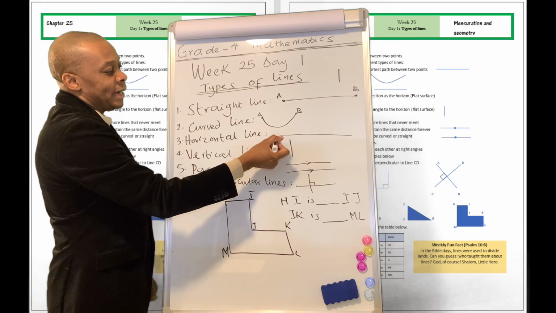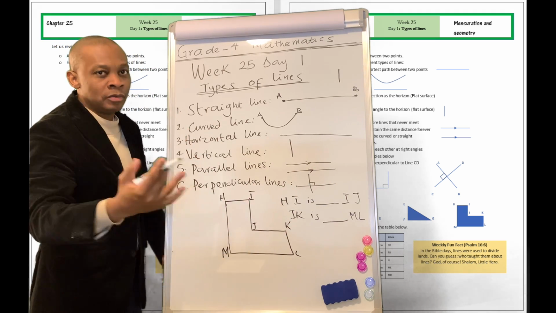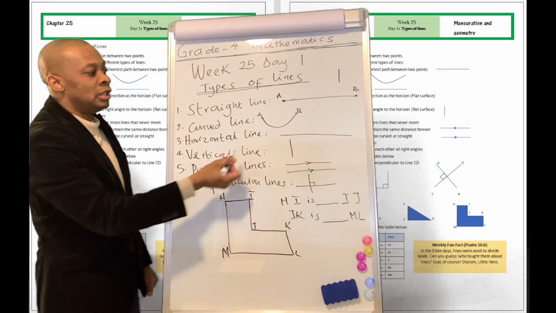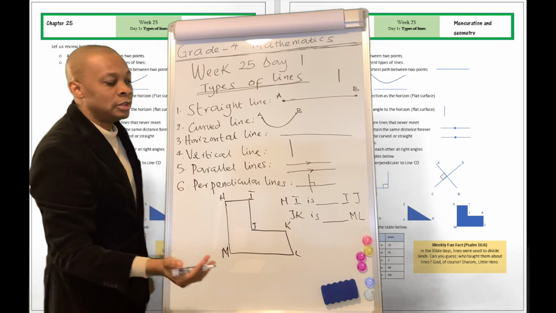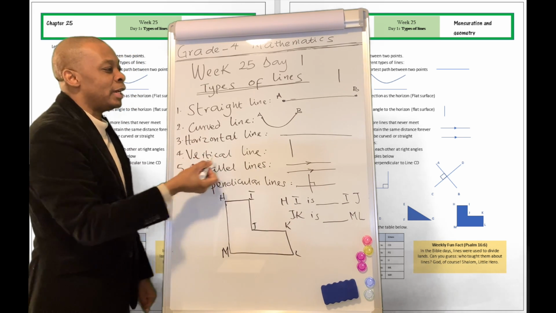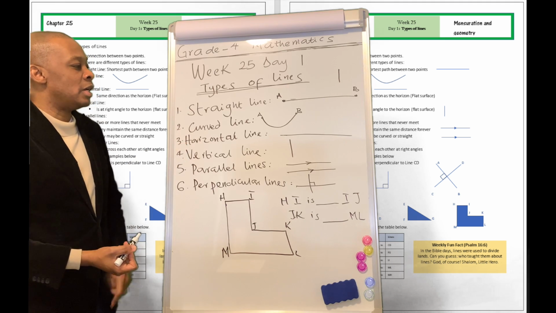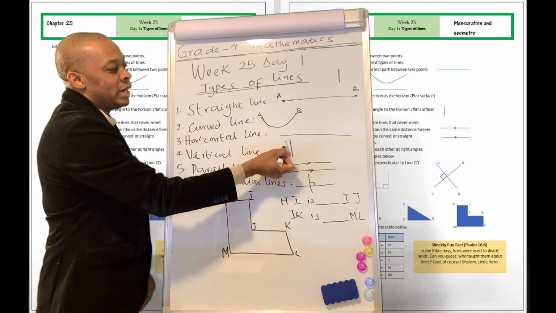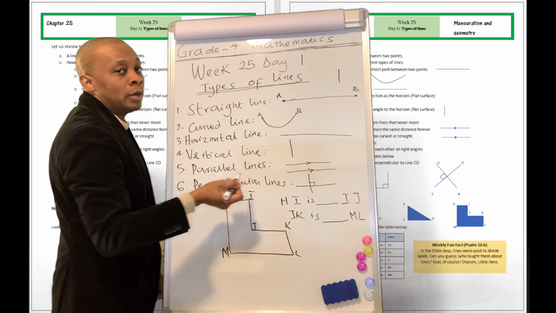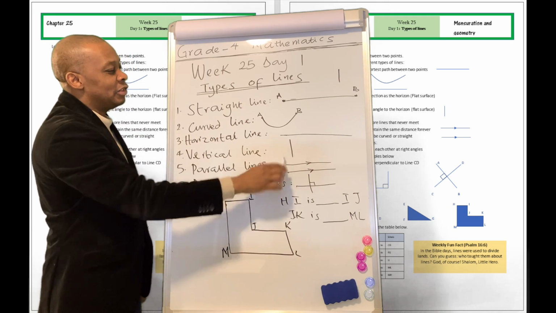Well, if the line is parallel to the horizon, which is just like the floor right now, it is called a horizontal line. You can see the line is pretty much parallel to the horizon, to the floor. That's why they call it horizontal, okay? So three types of lines: straight line, curved line, horizontal line. What about this one? The vertical line. The vertical line is a line that is perpendicular to the horizon, okay? So it's not going horizontally, it's going vertically, literally like it's trying to shoot for the sky. So that's a vertical line.